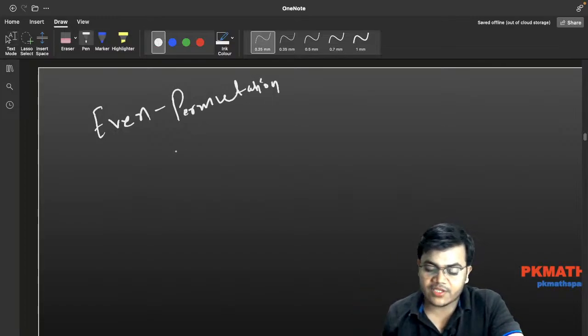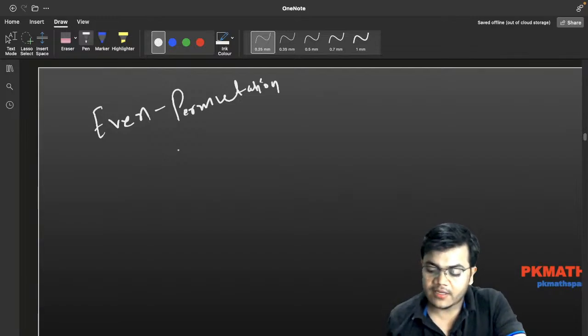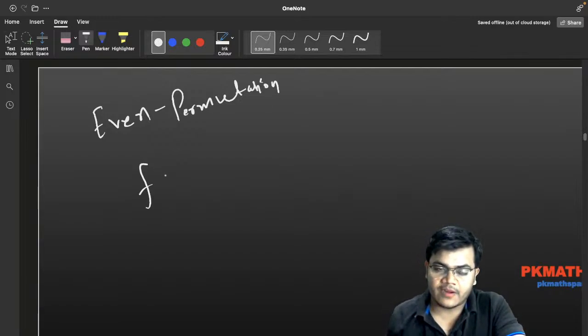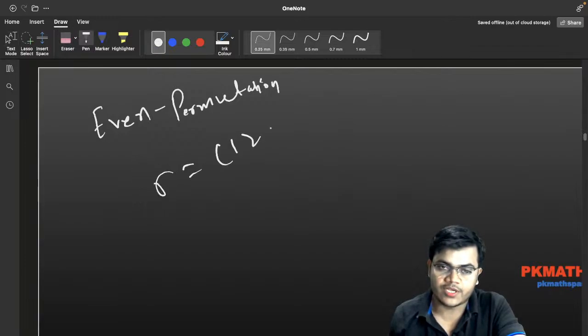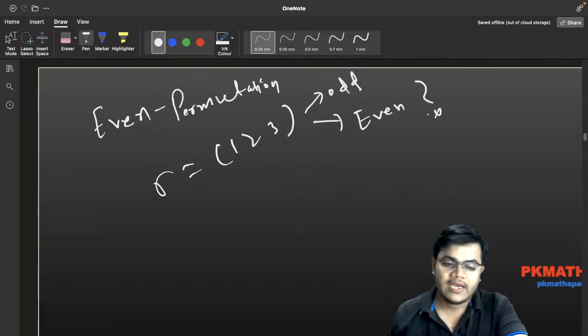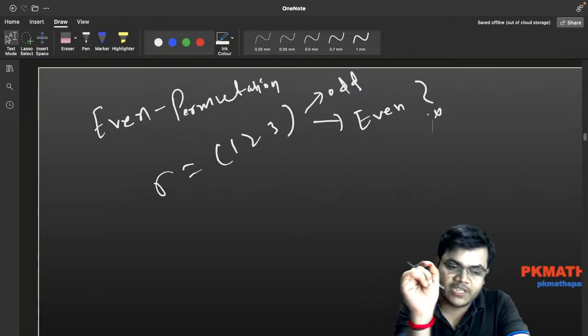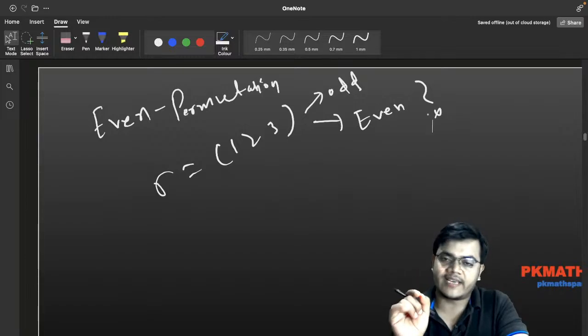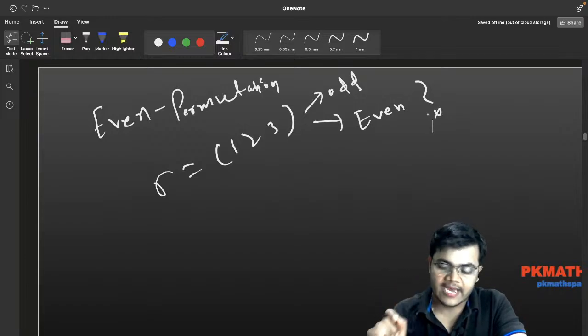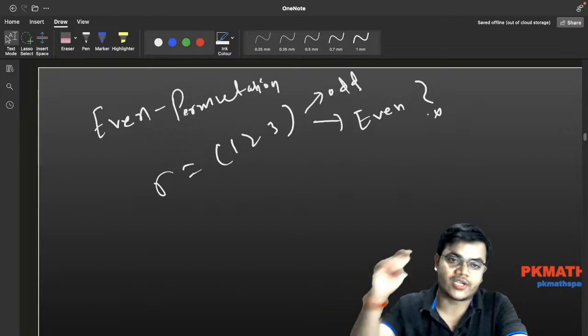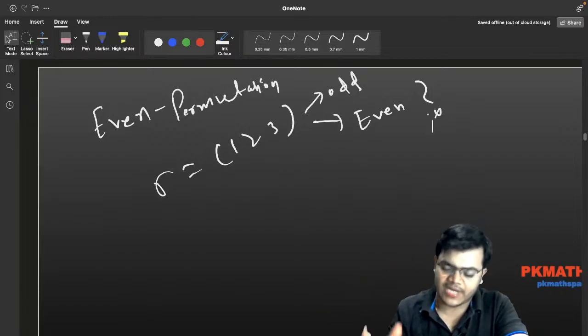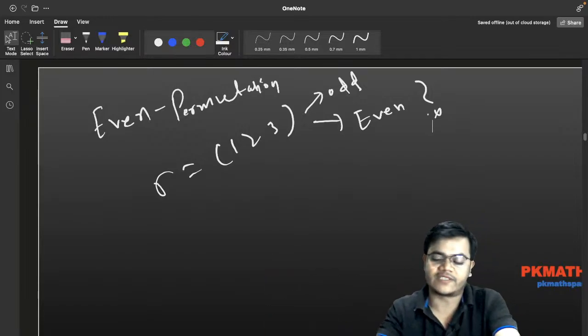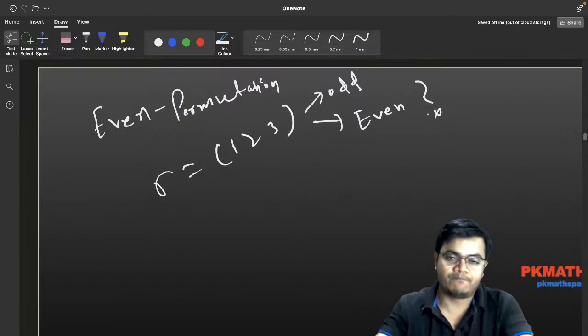But now I am just going to ask one thing: if you are given a transposition, I mean to say, let's take a permutation sigma as the cycle (1 2 3), then what would you like to say? Is it an odd permutation or an even permutation? If you want to say odd, then please write O. If you want to say it's even, then please write E, and thereafter we will have a good discussion on the definition of even permutation, and thereafter we will accelerate ourselves for some really beautiful questions.